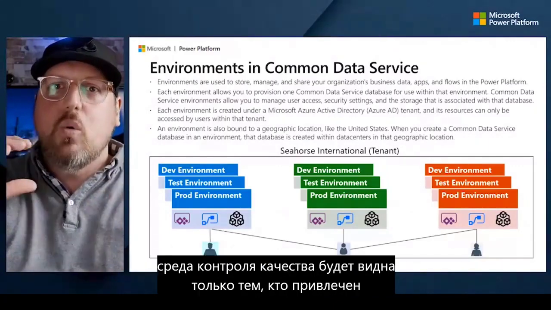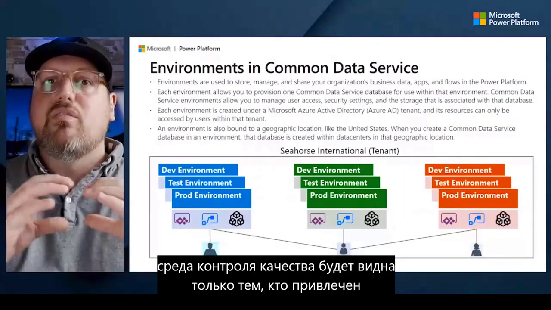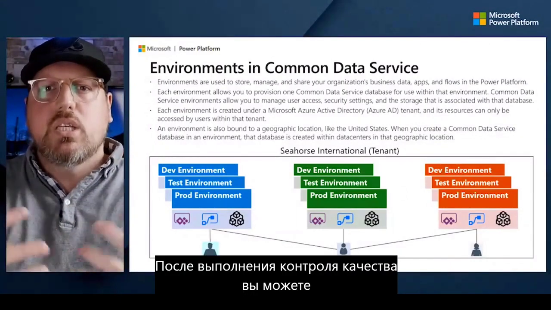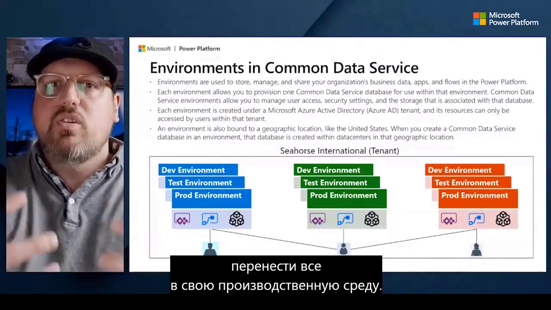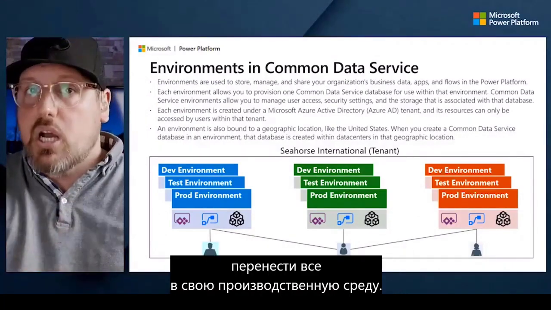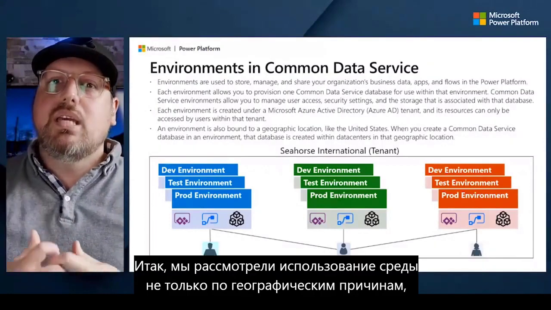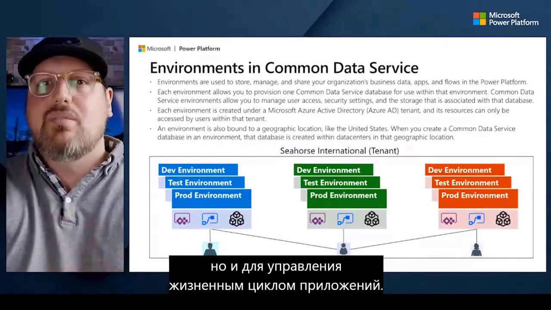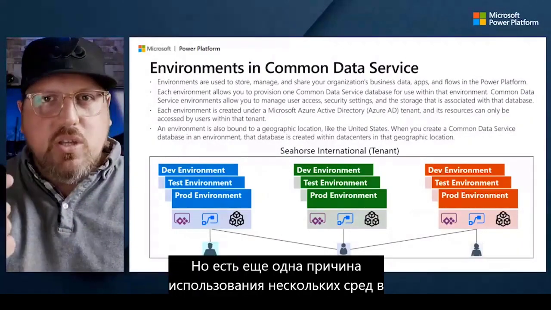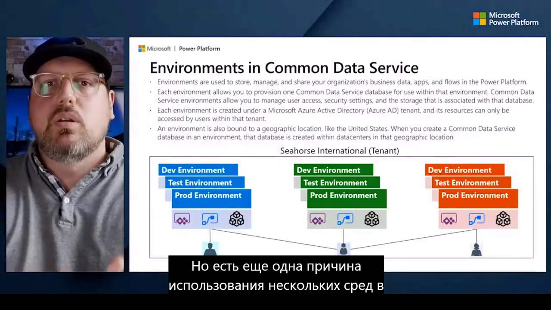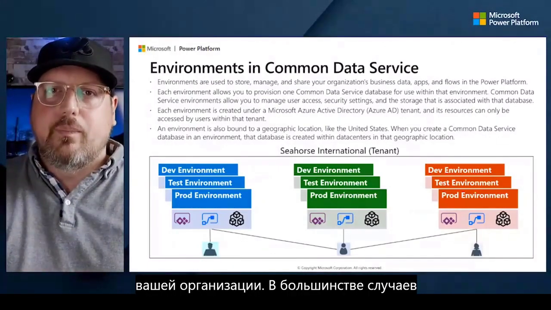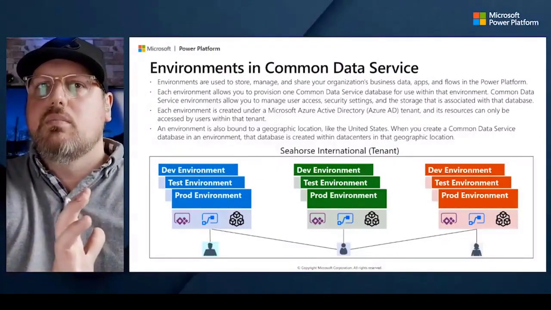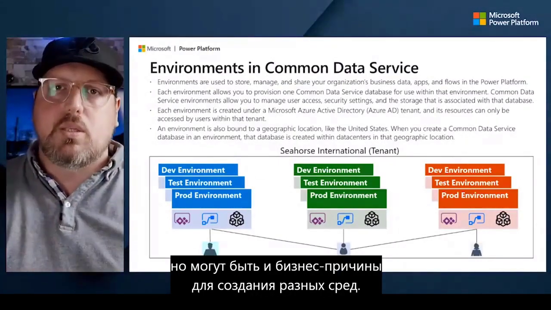And then again, that QA environment will only be visible to those that are invited to participate in this QA initiative. And then once you're done with QA, you might want to move everything that is in there into your production environment. So this is where you can use environments not only for geographic reasons, you can also use them for application lifecycle management. But there's another reason why you might want to use multiple environments in your organization. Most of the time, you will have geographic reasons, but you might have business reasons to create different environments.